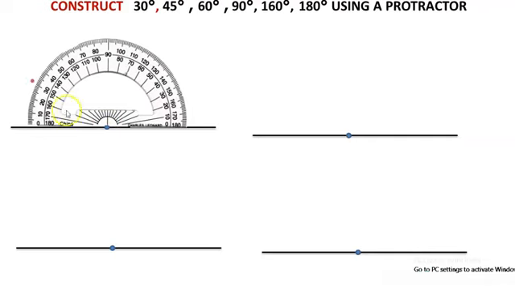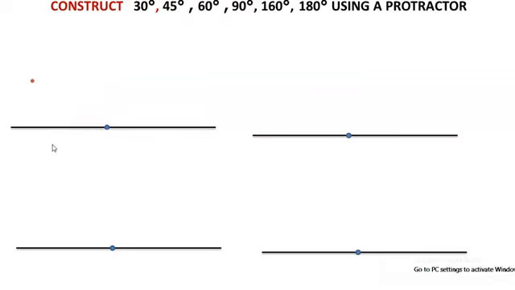Then next, mark. Look for where angle 30 is. Then remove the protractor. Then join the line marked on the protractor with the center point of the horizontal line. That's angle 30 degrees. So that means the remaining one will be angle 150 degrees, because the total sum of angles on a straight line is 180 degrees.